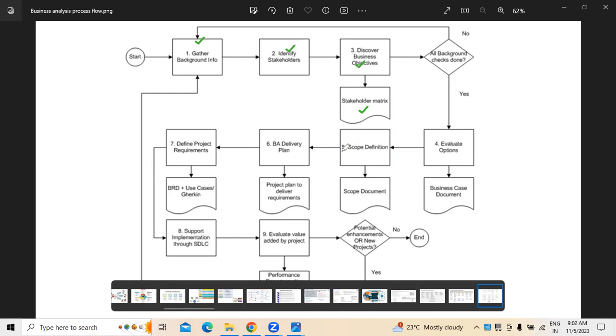Okay. Next, the BA delivery plan. Being a business analyst, we have to prepare a delivery plan, which is where generally project planning comes into the picture. This is done with the help of the project management team. This is what we do.